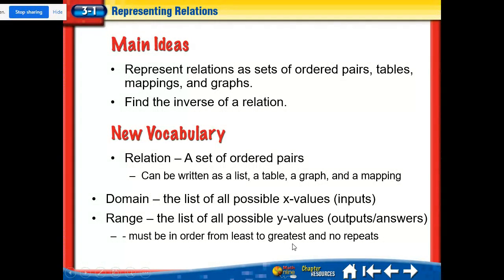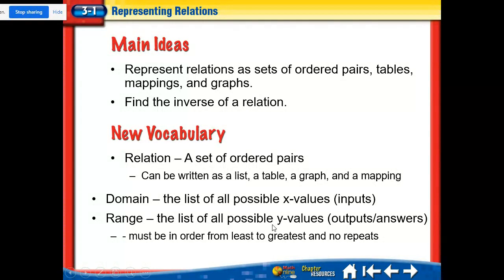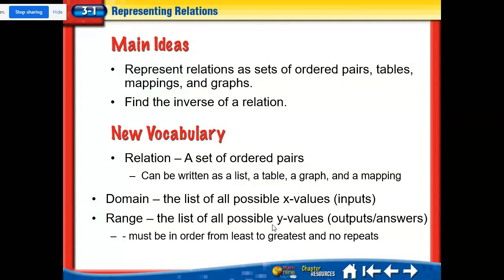Now when we do this, we must put the domain and range in order from least to greatest, and we can have no repeats. So if there's two 5s, we only put the 5 there once, because it's a list of all the possible answers. And just the fact that we have 5 on there counts for both of them. So we don't have to repeat it. But we do want it in order from least to greatest so it's better organized.